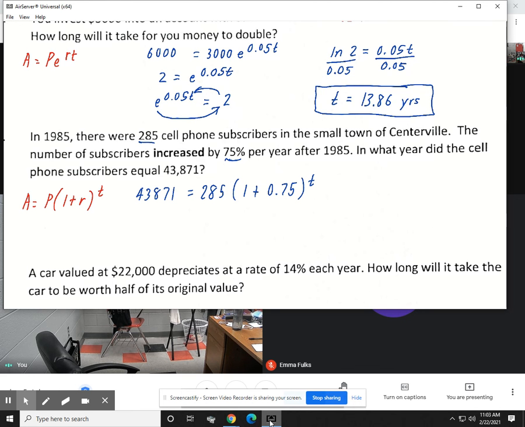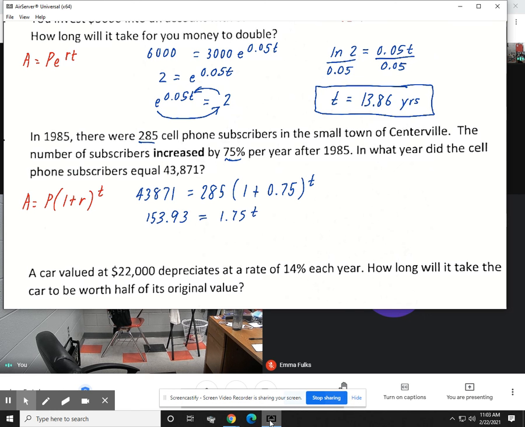So here's what I want to do. I know that the base of T is this value right here, isn't it? Isn't that 1.75? What do I need to do, though, with that 285? I got to divide it. So go to your calculator and type 43,871 divided by 285. And tell me about what you get. 153.93 equals 1.75 to the T.